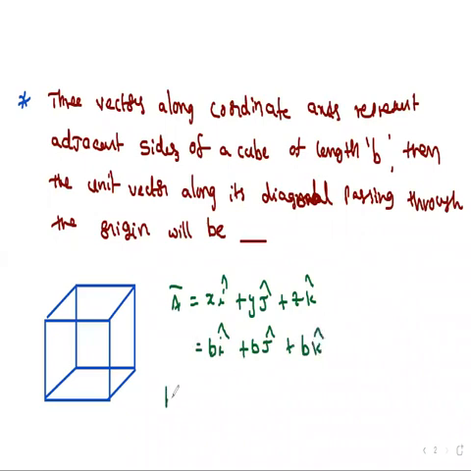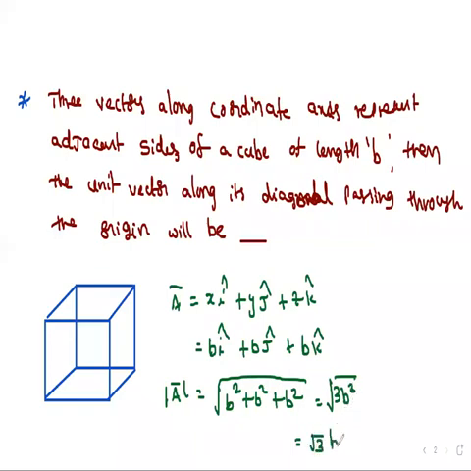What is the magnitude of the total vector then? The magnitude is root over b square plus b square plus b square, that is root over 3b square. By taking the square root, the square root of b square is b, so you can write root 3 into b. That is the magnitude of the vector given.